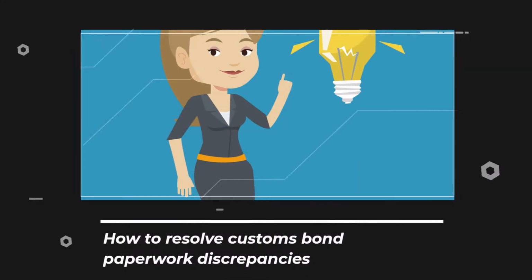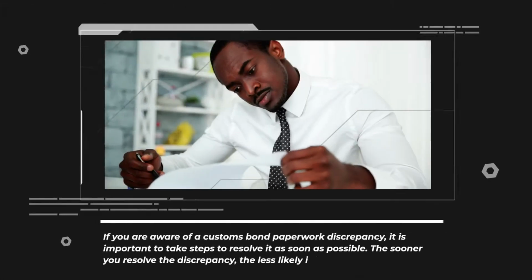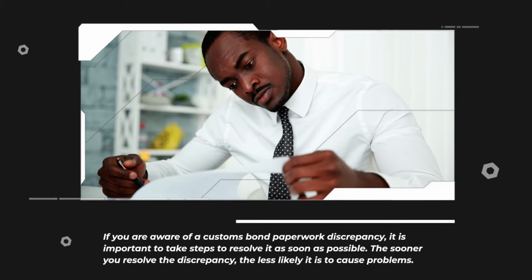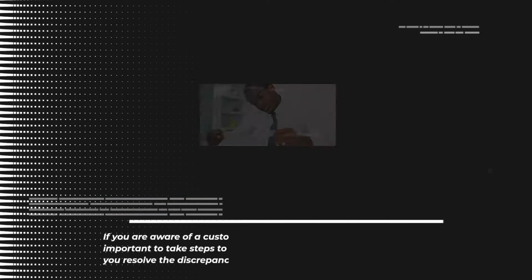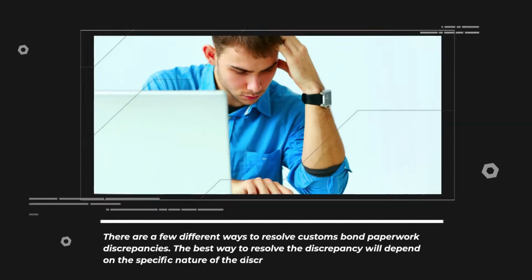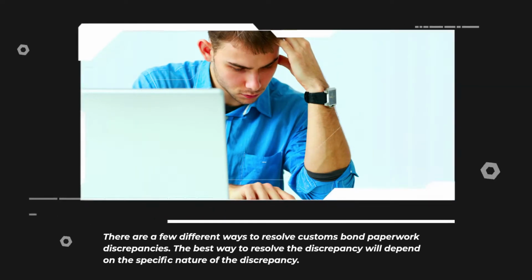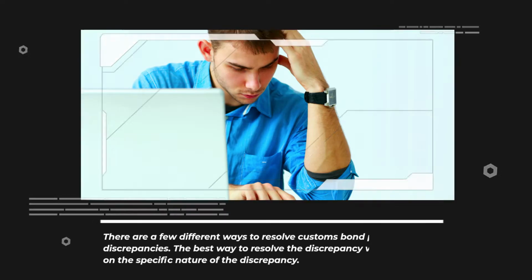How to resolve customs bond paperwork discrepancies. If you are aware of a customs bond paperwork discrepancy, it is important to take steps to resolve it as soon as possible. The sooner you resolve the discrepancy, the less likely it is to cause problems. There are a few different ways to resolve customs bond paperwork discrepancies. The best way to resolve the discrepancy will depend on the specific nature of the discrepancy.